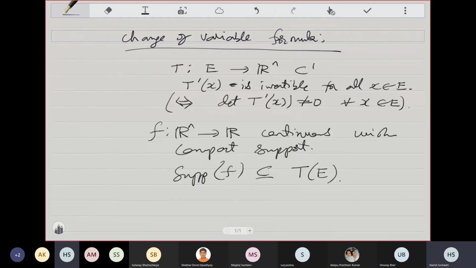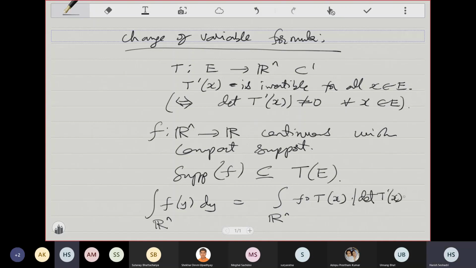Then here's the actual formula. So the integral of f of y dy on Rn is equal to the integral of f of T of x, again on Rn, multiplied by the absolute value of determinant of T prime x, and then dx. So this red thing is not going at all. Okay. So that's what we are aiming for.